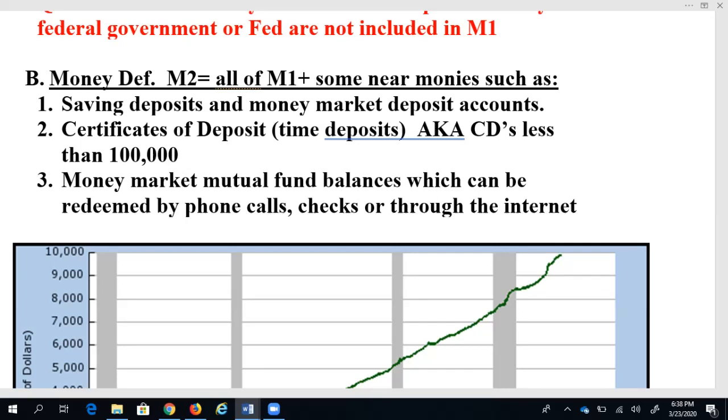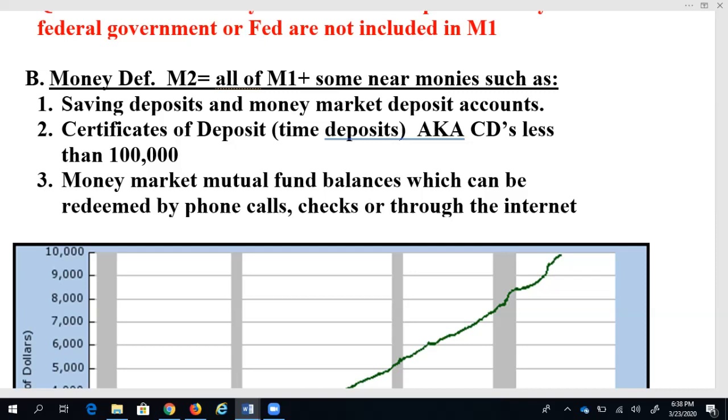What a CD is, it's kind of like a bond in a way, because you give the bank your money. It's like a savings account, but it gives a slightly higher rate of interest. You give, say, your $1,000 to the bank, and they're going to give you a slightly higher rate of interest. Like if this savings account is 0.5%, the CD would be like 1%.